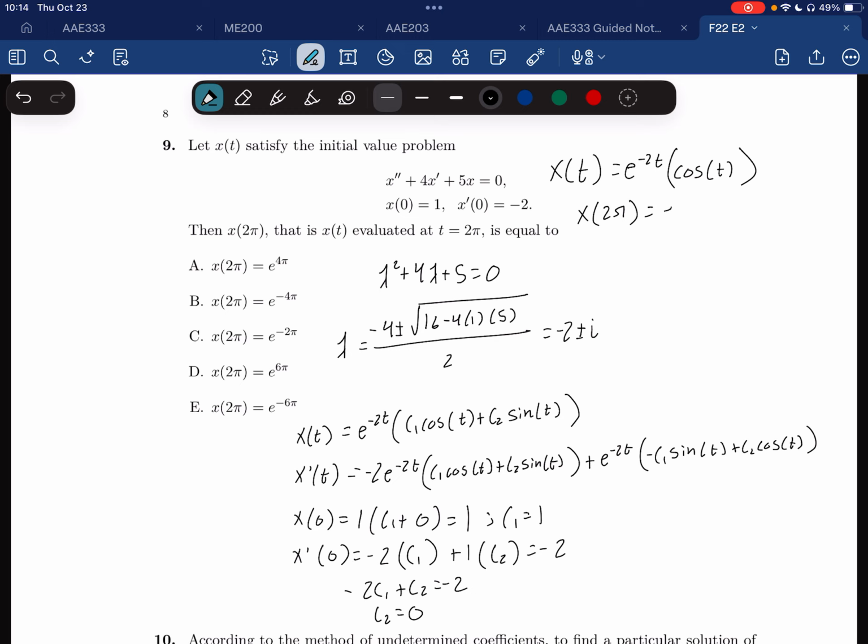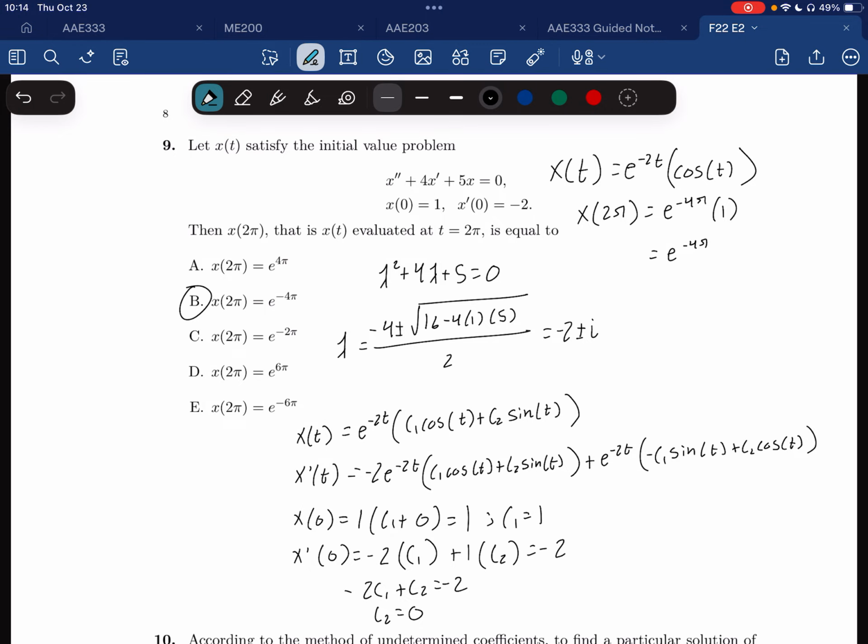It's going to be e to the minus 4 pi, and then cosine of 2 pi is just 1. So the answer to this is B. Again, pretty simple problem. Make sure you know that this is a homogeneous ODE. We're going to use a characteristic polynomial.